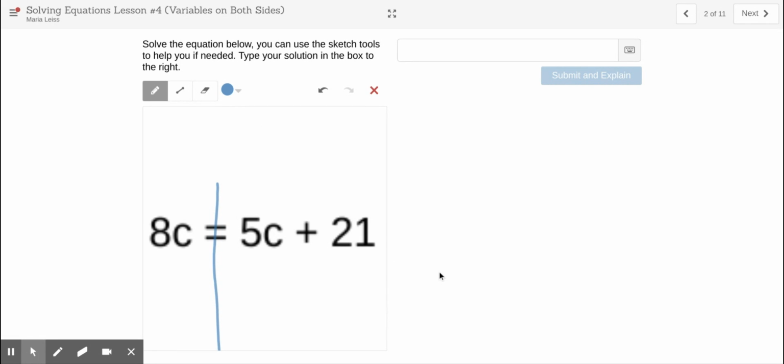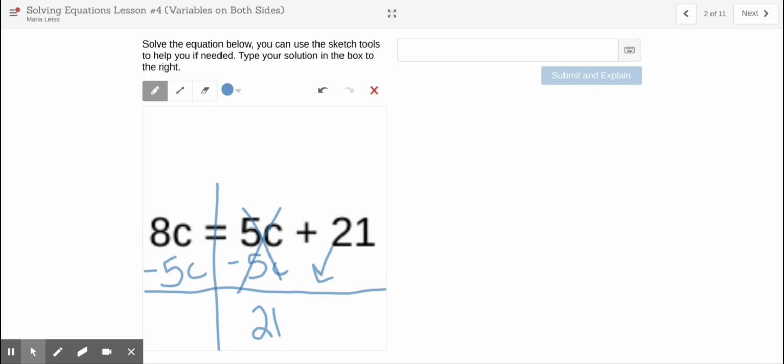So I write that algebraically by just subtracting 5c. If I do it on the right side, I also have to subtract 5c on the left. 5 minus 5 is nothing. I did not touch that 21, so it gets brought down. And over here, I recognize that 8 c's, if I take 5 of them away, I'm left with 3 of the c's.